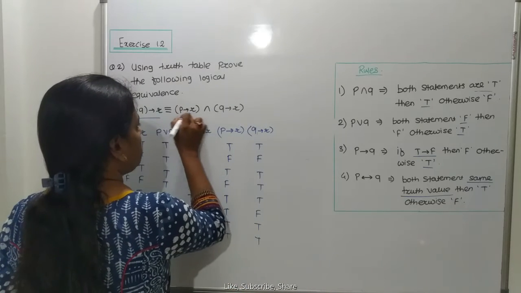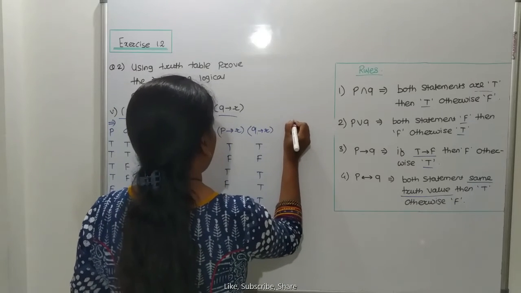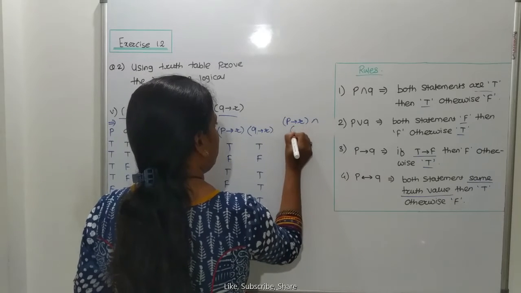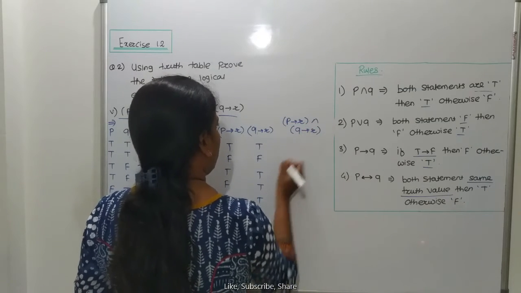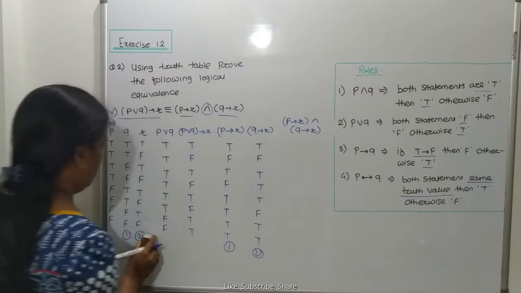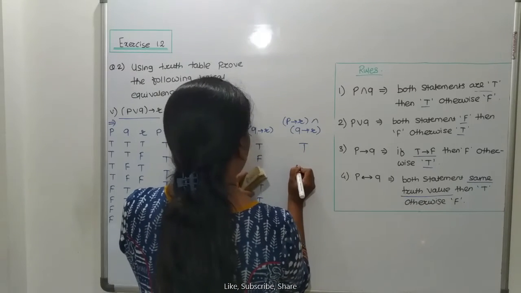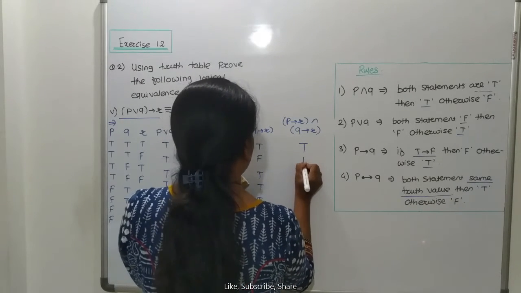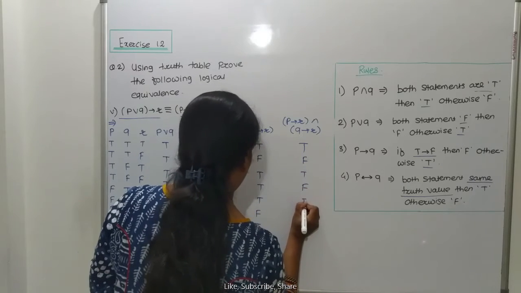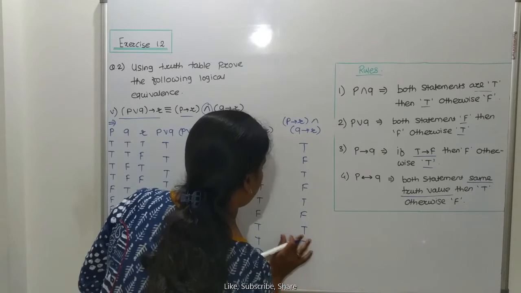Now we have to complete these two. Now we have to perform the AND operation with this, that means P single implication R and Q single implication R. This one is the first and this one is the second. So true, true, true. False, false, false, true. This one is false, true, true, true. This one is false. This one is true and this one is true.